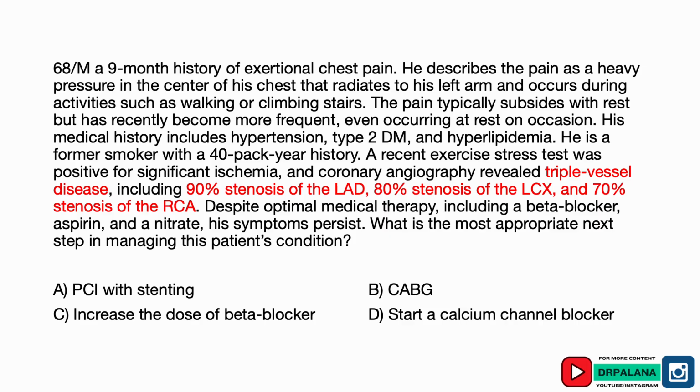What is the most appropriate next step in managing this patient's condition? A. PCI with stenting. B. CABG. C. Increase the dose of beta blocker. Or D. Start calcium channel blocker. The correct answer is B.